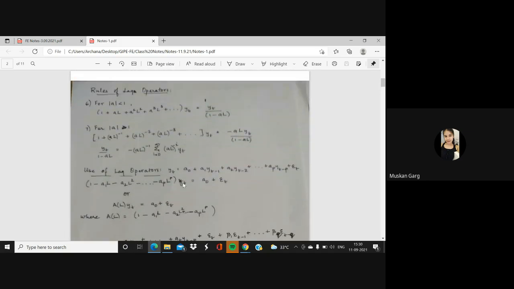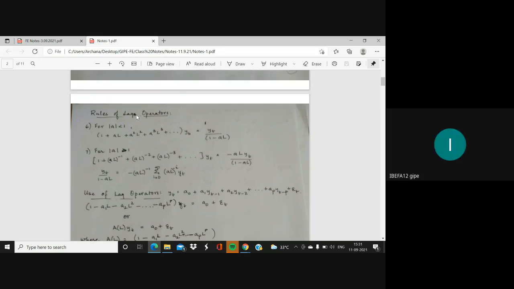Ma'am, I'm not able to understand in this use of lag operators, how is this second equation giving us the first equation? Which, like, second? 1 minus A1L minus A2L square, this whole thing in bracket multiplied by YT. How is this equation giving us the equation which is just above it?